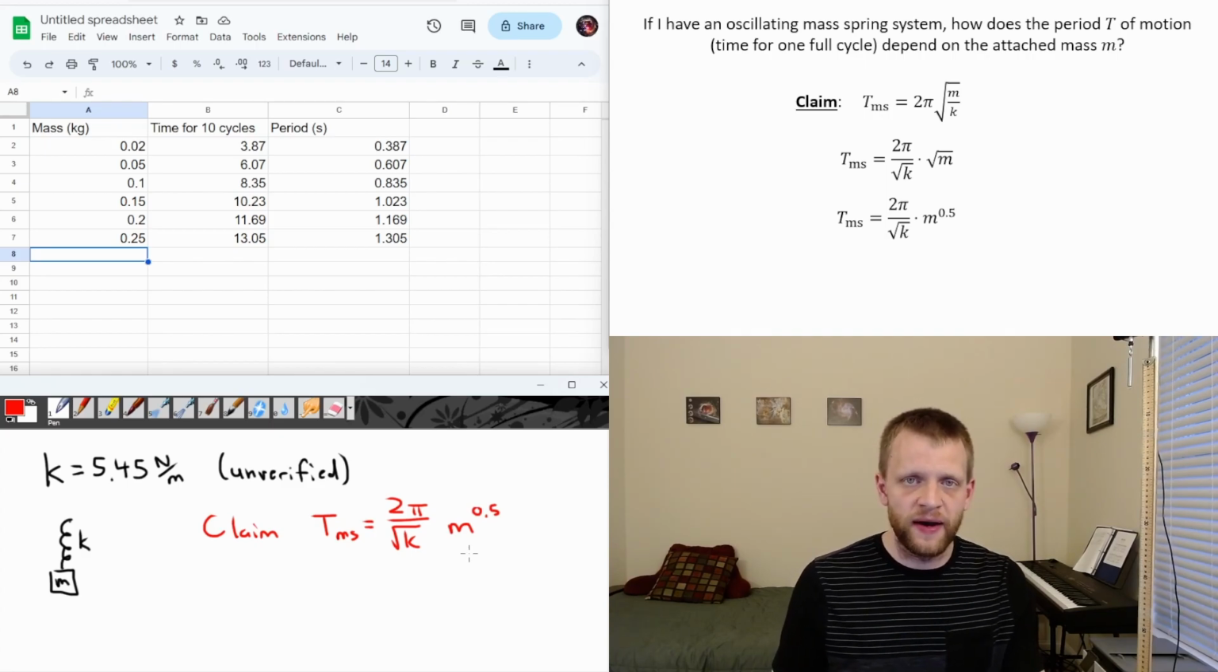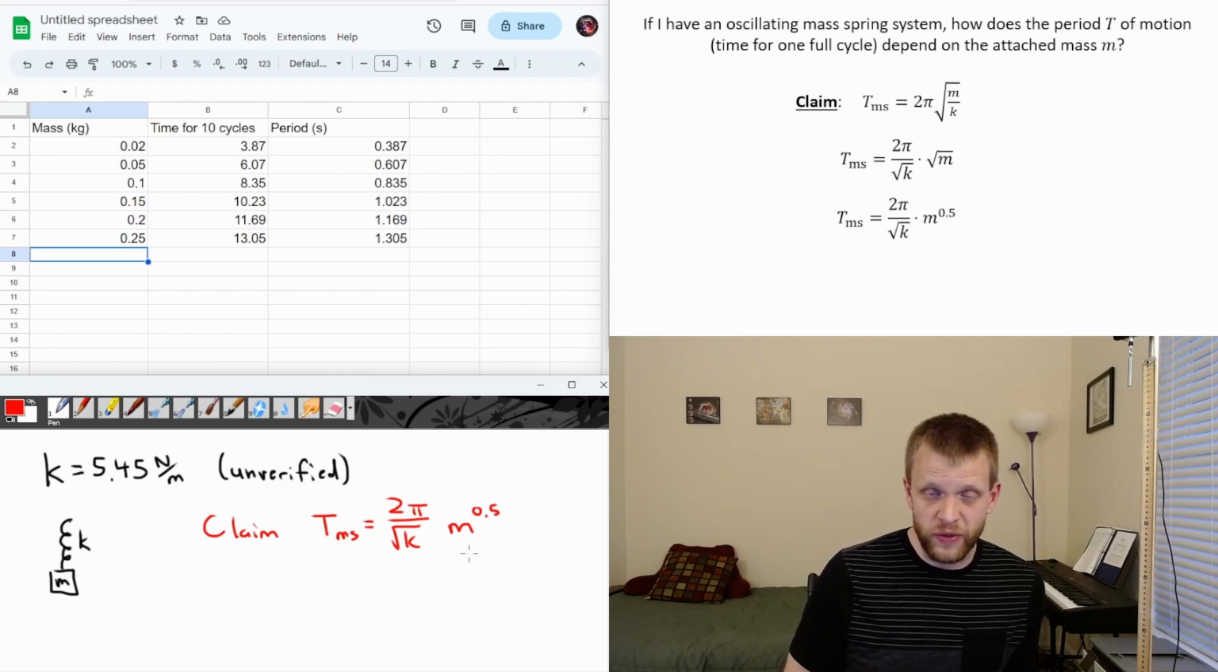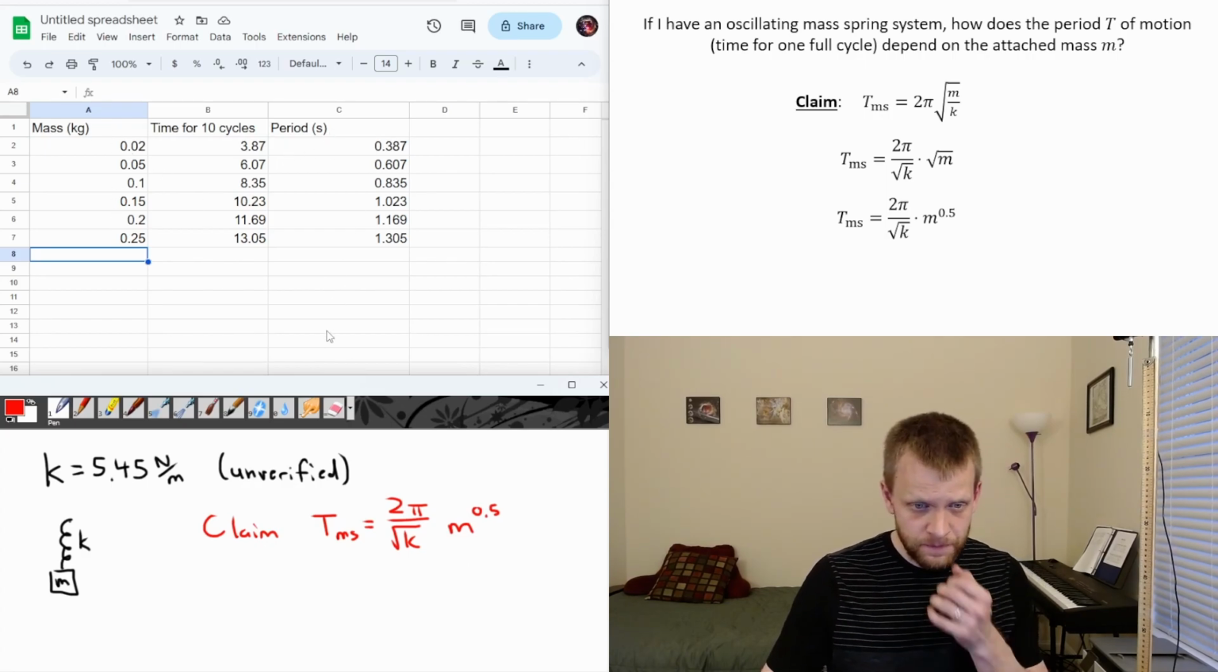We want to identify, well, what kind of fit does this seem to match with? What type of fit should we probably be expecting? If this claim is true, what sort of mathematical pattern ought we see in our data if we were to graph mass and the period?